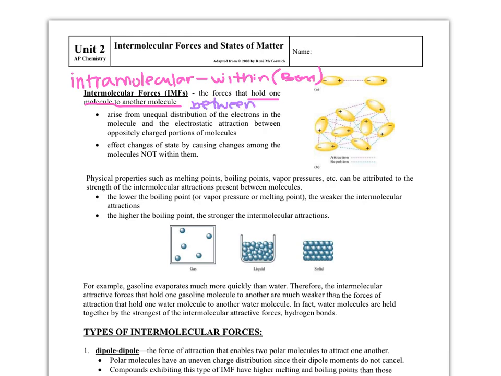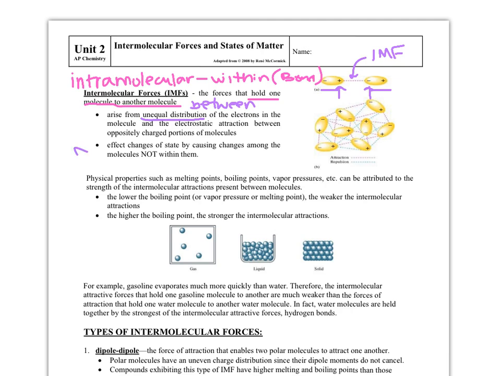So we can see over here on the right that here is molecule 1, molecule 2, and then this right here is the IMF. Well, it holds one to the other. They happen because there's an unequal distribution of the electrons in the molecule. And so there's an electrostatic attraction. So electrostatic meaning positive is attracted to negative of one atom or one molecule to another. This affects the changes of state.